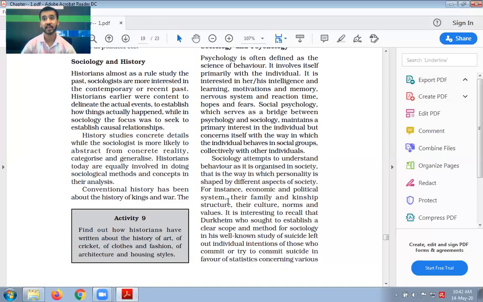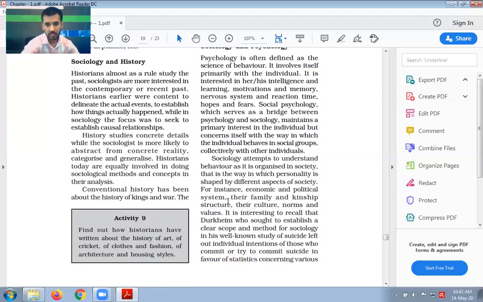What is the society atmosphere like, what is his friend circle like, what kind of education he is getting in school, and what is his peer group like, how are his friends? That also makes a lot of influence on a particular individual. That's the reason sociology and psychology are very much interrelated, right?